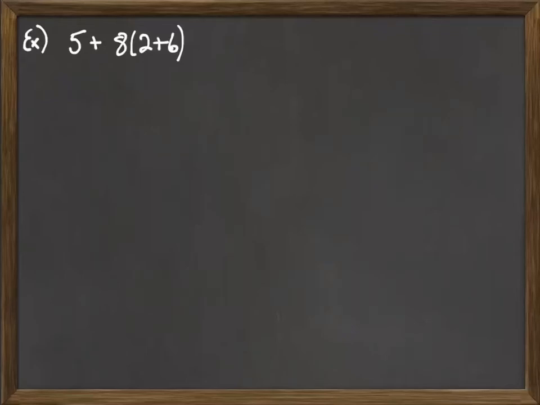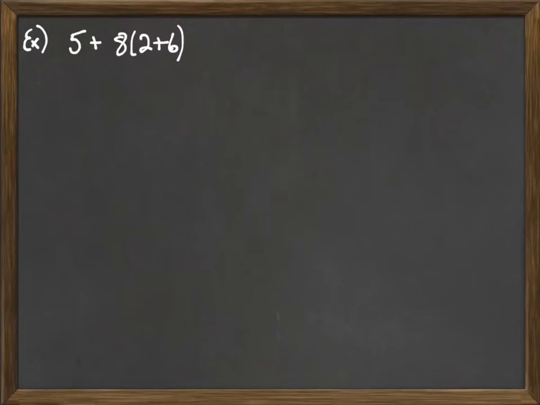Okay, so now that we've discussed and reviewed what order of operations is, let's see it in action here. Our first example, we have 5 plus 8 times 2 plus 6. Now you want to be really careful here.